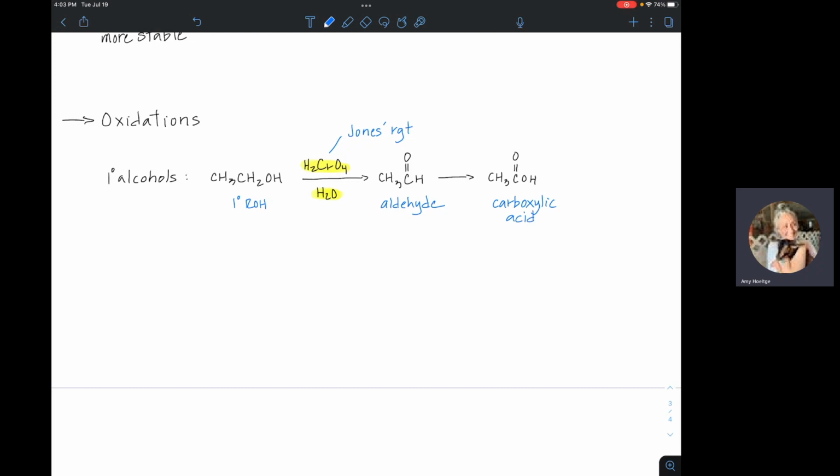So if you are going to be subjecting a primary alcohol to oxidative conditions and you use Jones reagent, a strong oxidizing agent in the presence of water, your alcohol will not stop at the aldehyde. You will go all the way up to the carboxylic acid. What if you wanted the aldehyde?